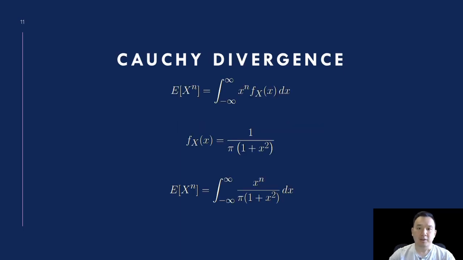To elaborate, the nth raw moment is defined as the improper integral from negative infinity to infinity of x to the n multiplied by the PDF of x dx. Substituting the Cauchy PDF, we see that its decay rate is not fast enough to offset the polynomial growth of x to the n. As a result, the raw moments of the Cauchy distribution do not exist for any n greater than or equal to 1, and the moment generating function is also not well defined as it does not converge. So, what do we do?